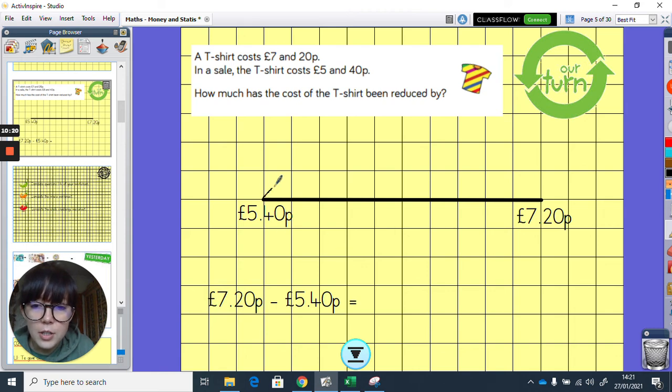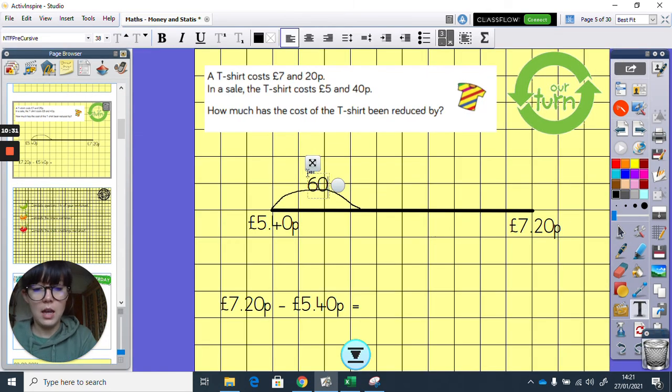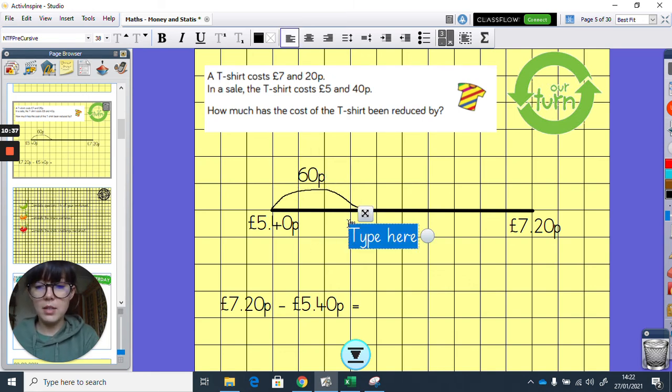£5.40, I'm going to do a jump now. I'm not going to jump all the way to the end. I'm going to get to the nearest pound. So £5.40, and I'm going to add on 60p. And the reason I'm adding on 60p is because £5.40 add 60p is going to equal £6. That makes it a little bit easier, doesn't it?